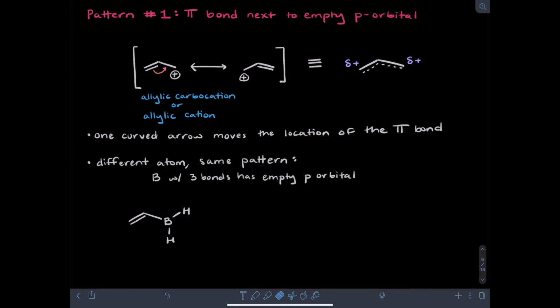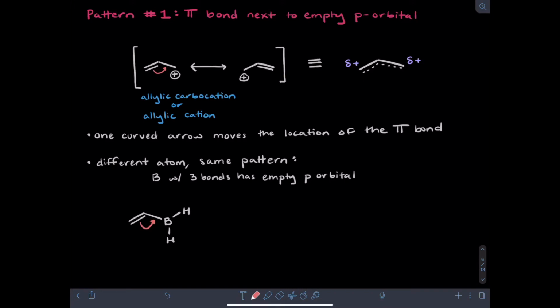So below, I've shown a different molecule where we have the same resonance pattern, but instead of a carbon with a positive charge, I have a boron with 3 bonds. Because boron has 3 valence electrons, when it's neutral, it has 3 bonds, an empty p orbital, and an incomplete octet. So in this molecule as well, I have a carbon-carbon pi bond adjacent to an empty p orbital, now on boron.